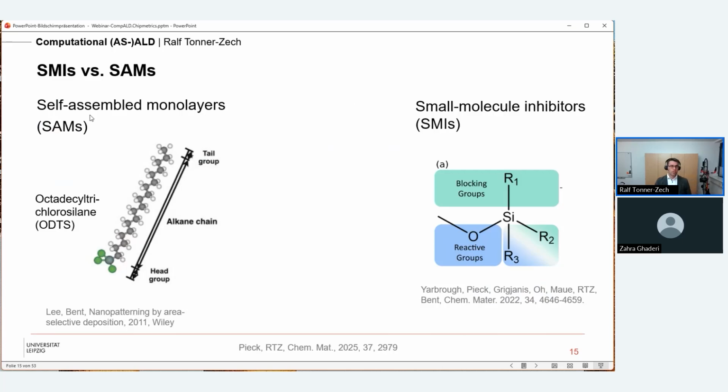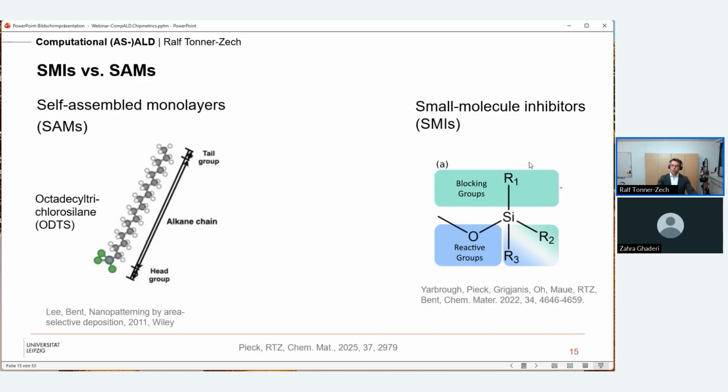And so self-assembled monolayers were the first generation where people actually used these long chain alkanes with some head groups to attach them to the surface, mainly done by Stacy Bent and Bo Ram Lee. And it turned out they are very good blocking layers, but they have disadvantages because you need solution chemistry to apply them, and they're often impossible to get rid of again. And you want to get rid of your inhibitor layer again.